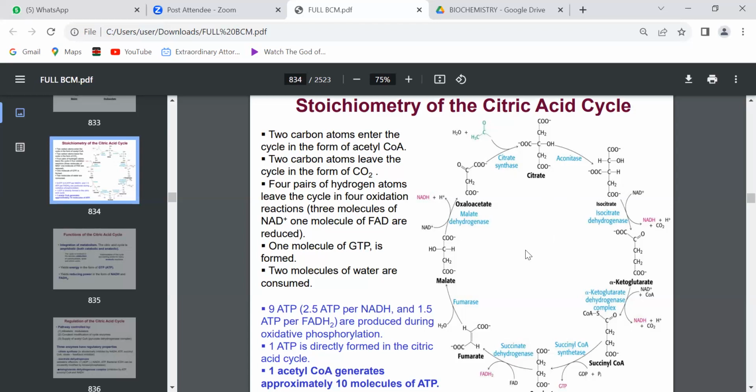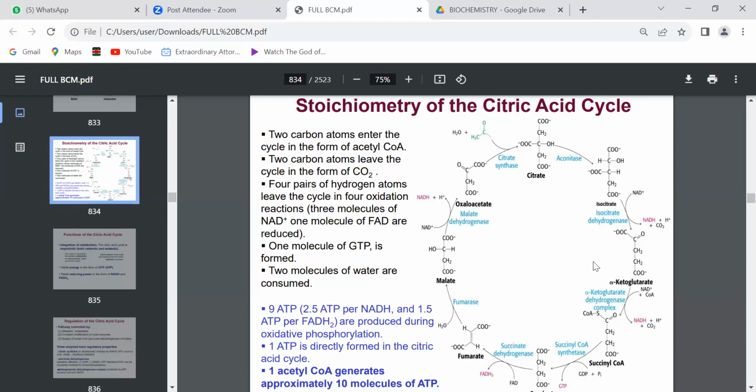There was that mnemonic you could give, I think, for the steps. So basically we are moving from citrate to isocitrate, alpha-ketoglutarate, succinyl-CoA. So guess what it was?